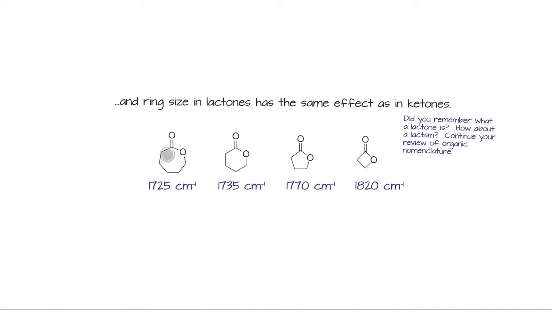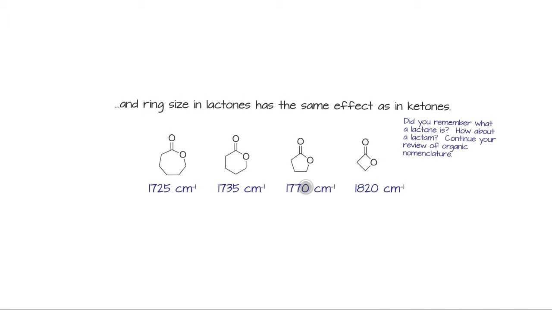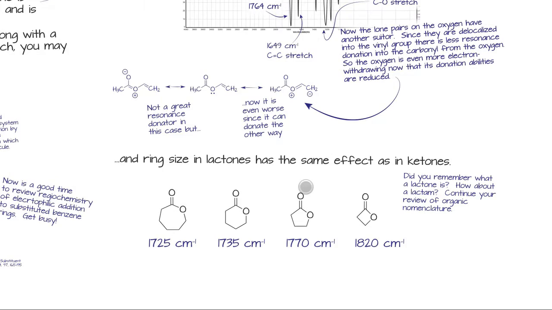Now, here we have esters inside a ring, and that's called a lactone. And this is a good time to review your nomenclature from organic chemistry of these compounds. And I just ask you, what's a lactam? Any guesses? So check out your nomenclature and figure out what a lactam is. I might ask. So here is a 7-membered ring and a 6-membered ring and a 5-membered ring for esters. Notice how the 6-membered ring is a pretty typical around 1740 frequency. A bigger ring lowers the frequency. A smaller ring increases the frequency, just like we saw with ketones, and for exactly the same reasons.